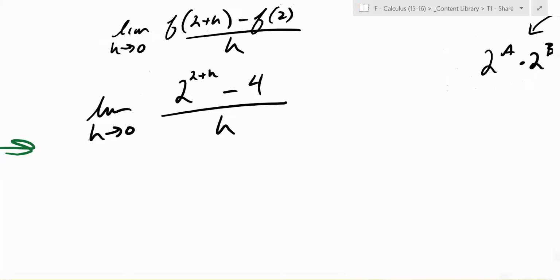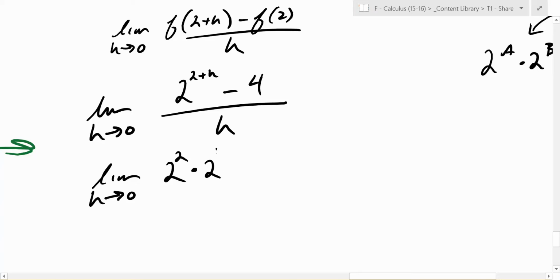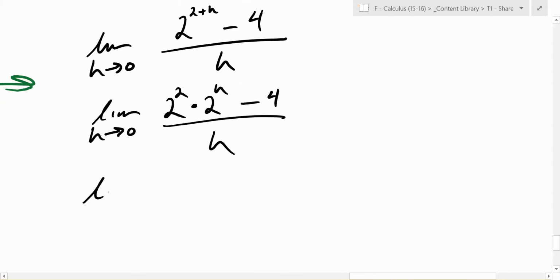So what can you do up here? What does the top become? 2 to the 2 times 2 to the h minus 4, right? All over h. What is 2 squared? So what can you factor out of both terms on the top? So you have 4 times 2 to the h minus 1, all over h.